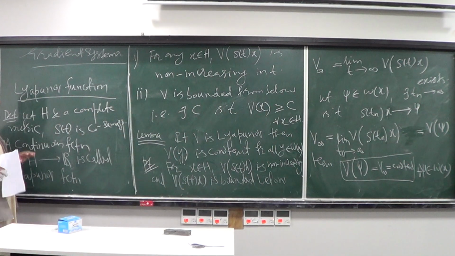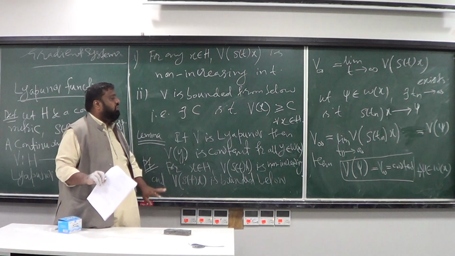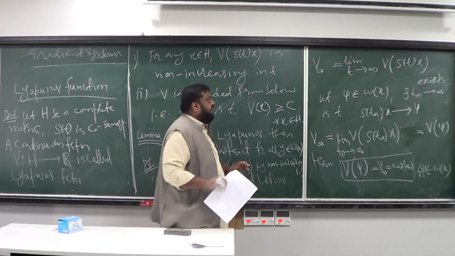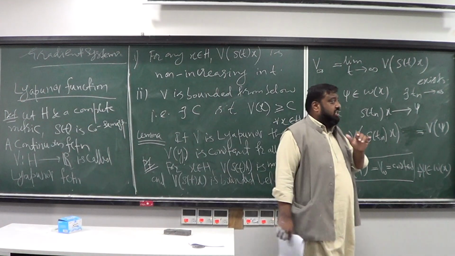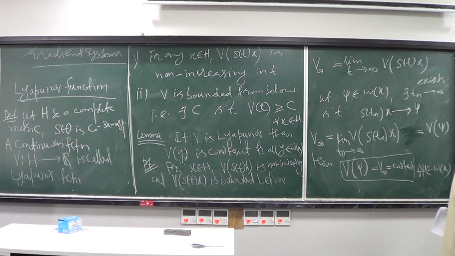So we define Lyapunov function. What is the Lyapunov function on a complete metric space? If you have a continuous, non-increasing and bounded below function, it's Lyapunov. And we proved an immediate property of the Lyapunov function, that it must be constant on the entire omega limit set.